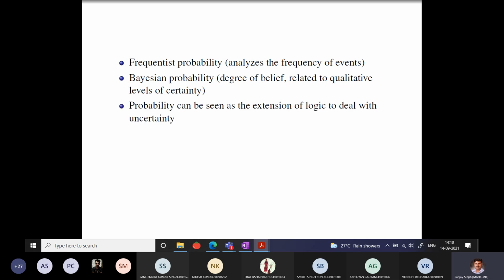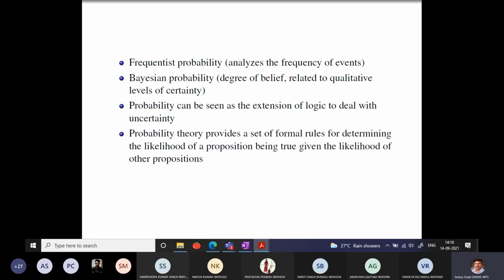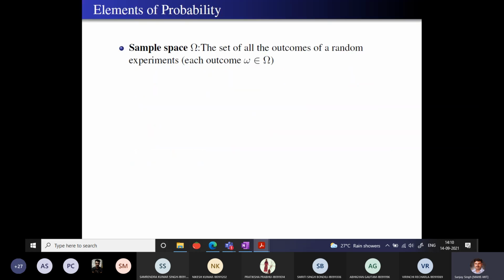Okay. And also probability can be seen as an extension of logic to deal with uncertainty. We'll see this part very much in the case of fuzzy logic too, how probabilistic systems can be associated with logic. Also, probability theory provides a set of formal rules for determining the likelihood of a proposition being true given the likelihood of other propositions. This concept will also seem fuzzy, but this is a generic statement.